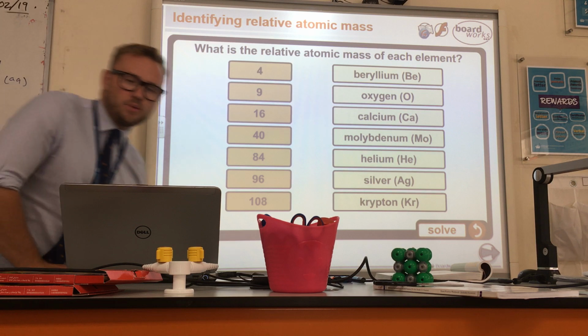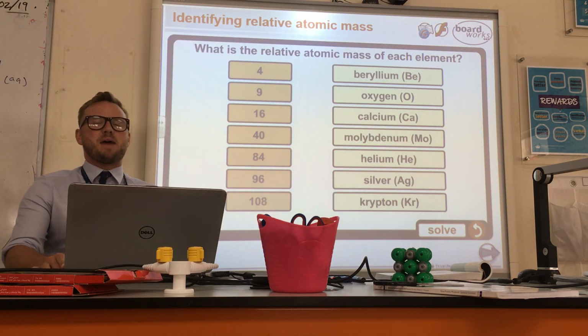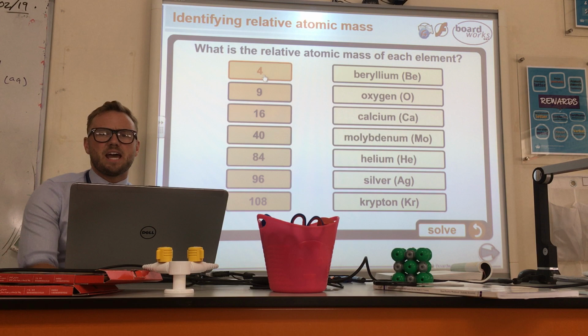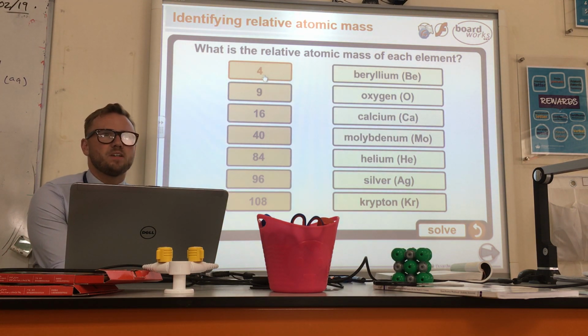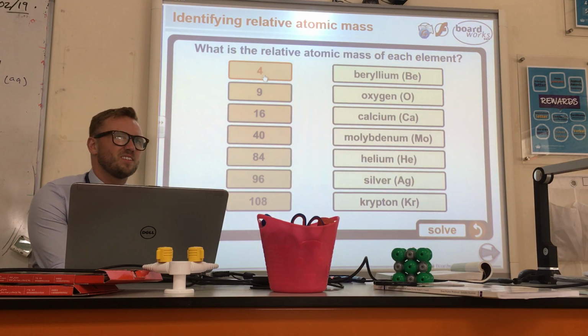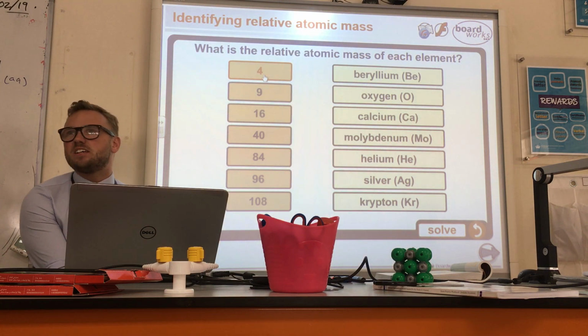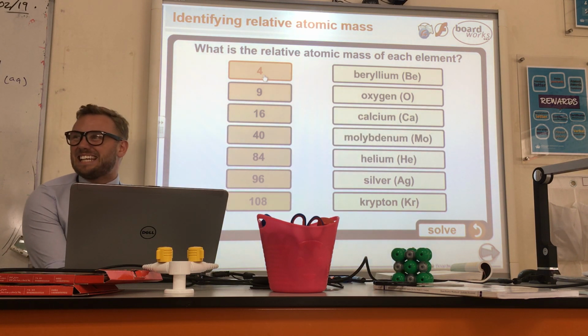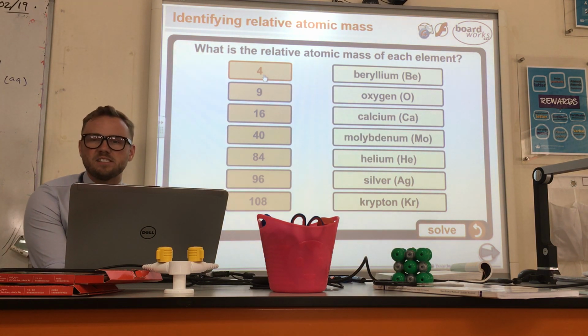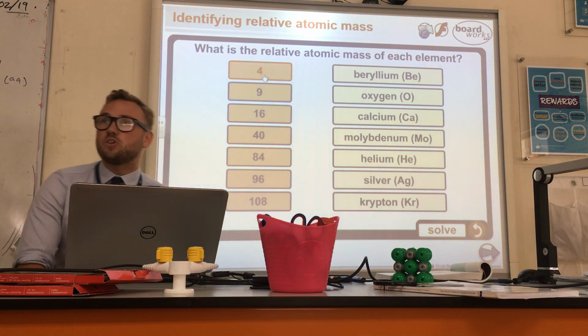So, let's go through these really quickly. Mehek, number 4. Which element has a relative atomic mass of 4? Yeah, you might have to have a peek at a periodic table. And while Mehek's looking up that one, Melis, can you tell me what 9 is? Yashin, can you tell me what 16 is? Elliot, can you tell me what 40 is? Soren, can you tell me what 84 is? Adrian, can you tell me what 96 is? And Luca, can you tell me what 108 is? You will have to look up on a periodic table.